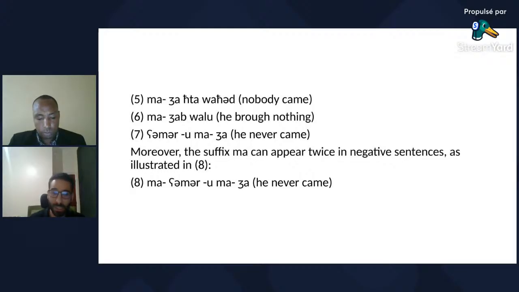Moreover, the prefix ma can appear twice in negative sentences, as illustrated in 8. For example, ما عمرو ما جا. So here we have two ma, which is interesting.